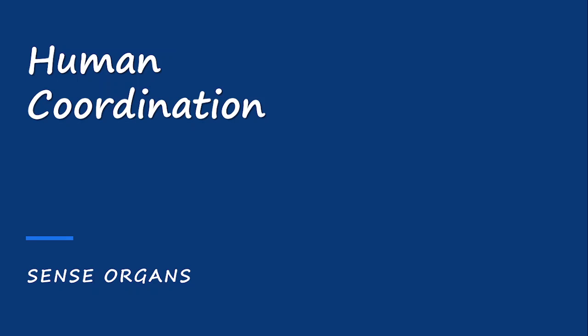Our chapter is human coordination, and we're still discussing the sense organs. In our previous videos, we've covered some of them: the human ear, the human nose, the human tongue, etc. Today let's move on to the other sense organ. We'll be discussing the human skin.